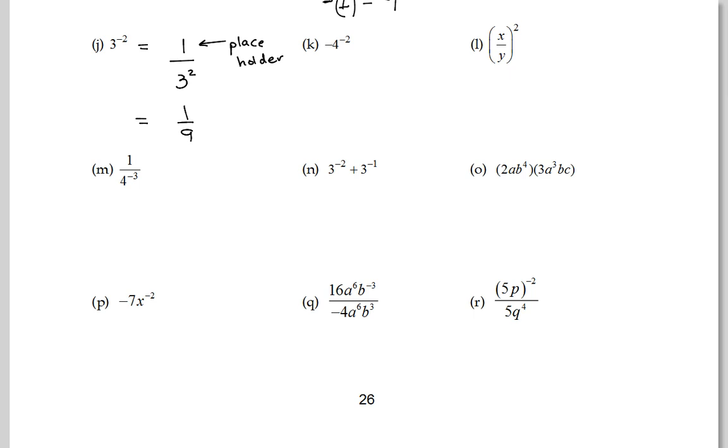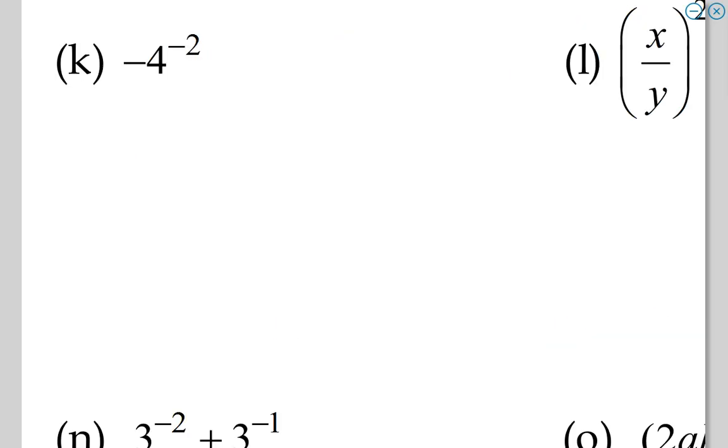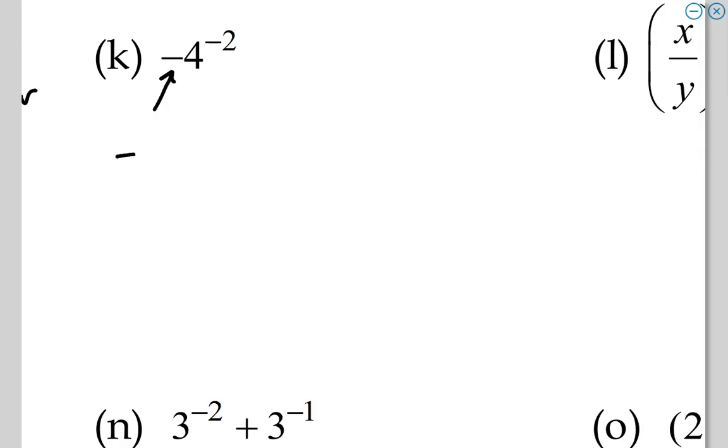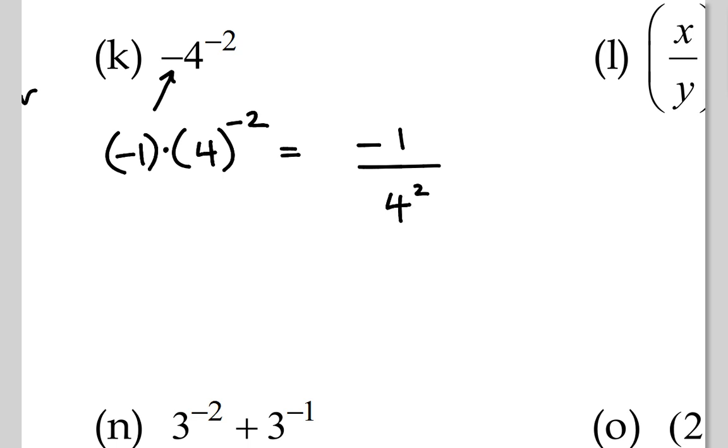Okay, K looks quite challenging because of the negative there. And this one's tough because there's no brackets, and you've got to be really careful here. What this means, just like when we talked about the one above in H, it's a bit of a trick. What that means is negative 1 times 4 to the negative 2. That's what a negative coefficient like that actually means. Negative 1 multiplied by this. So what I can do is put the 4 squared in the bottom and then evaluate that.